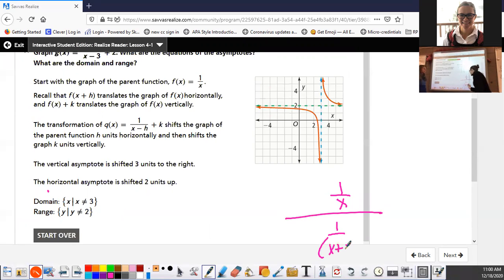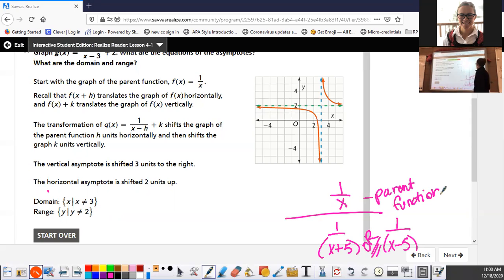So is it x plus 5 or x minus 5? I don't want to give you the answer, but I do think we've narrowed it down now, and you can use the reasoning that you worked on. Maybe it's one of those, but you can try it out with the parent function.